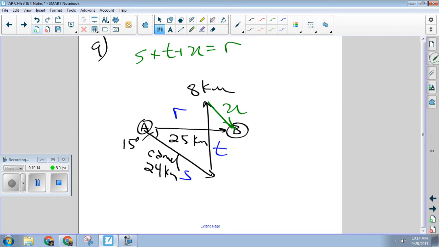Which part is R? R is this vector going from A to B. Okay. And T is the 8 kilometers north. Cool. Good? Everybody happy?